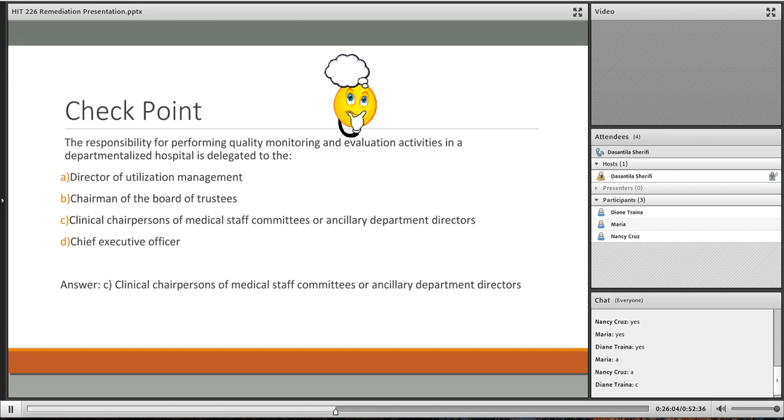Okay. And this is not to say that the other parties do not have a role. They definitely do. But here it says quality monitoring and evaluation. So they're not going to monitor everything. So the Board of Trustees just wants the big numbers, okay, the summary, the aggregate data. The rest of the details, the chairpersons, the department directors, they're going to have to take care of them.